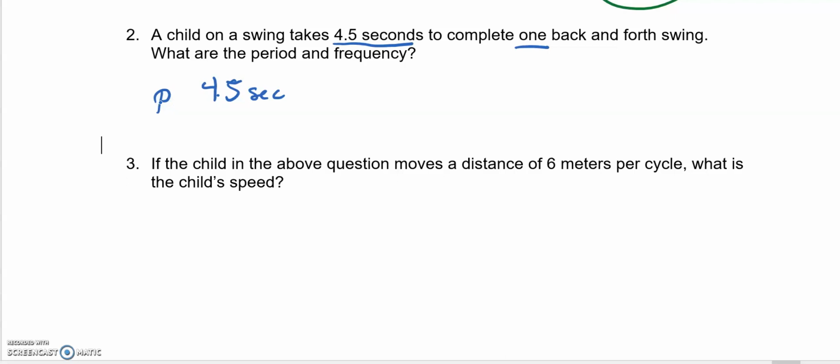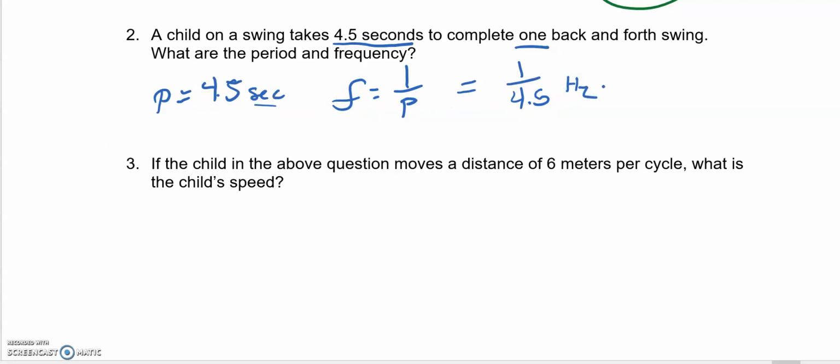Now, in order to find the frequency, we would take 1 divided by the period. So in this case, our frequency is going to be 1 divided by 4.5. And since our unit here was in seconds, this is still going to be hertz.